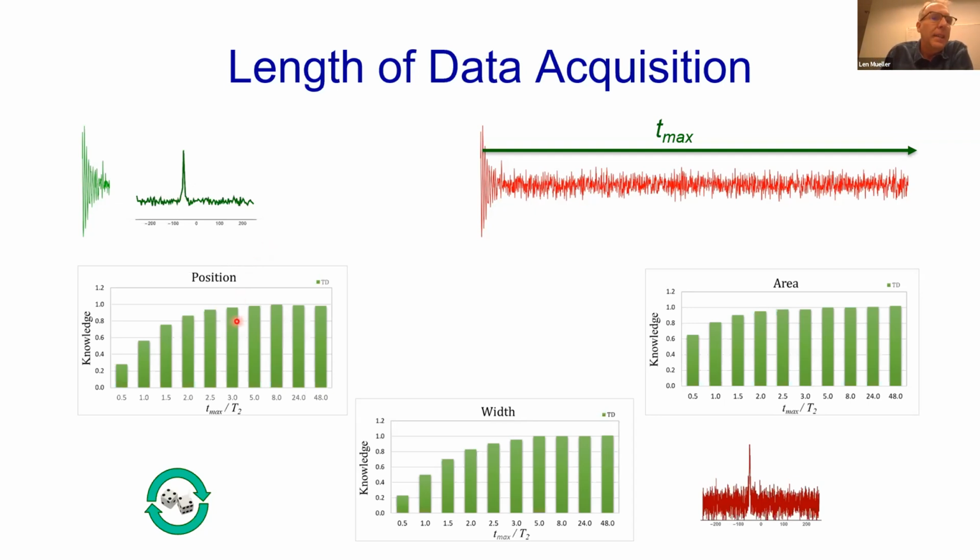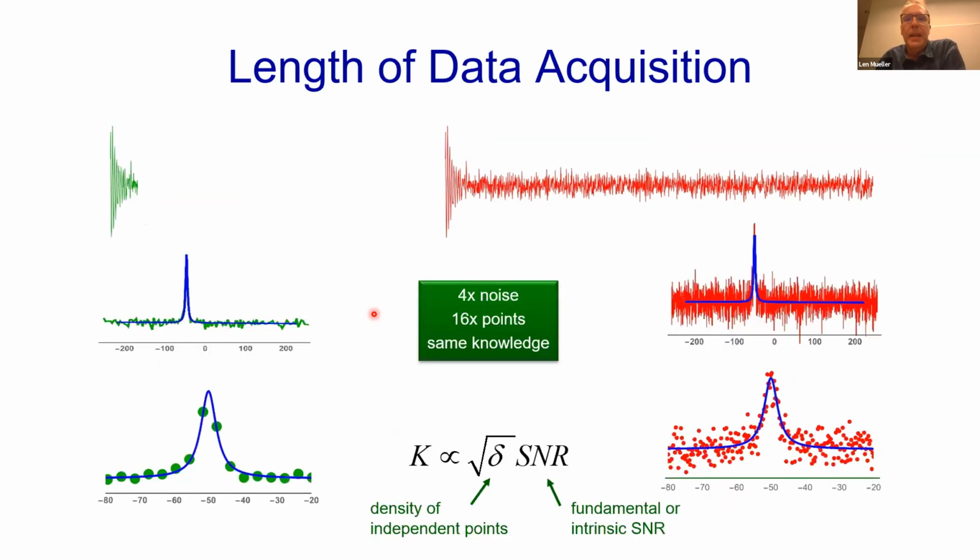What you find is that after you acquire out to about 3T2, the knowledge of the parameter plateaus and it doesn't get any worse. It stays constant, even though the spectra start to look worse. And the reason this happens is that although the spectrum on the right has 4 times the noise, there's also 16 times the number of points defining the curve. And as all of us know who have whittled away the best years of our lives watching the signal to noise grow in at the spectrometer, knowledge scales with the square root of the number of the measurements. And so these two completely compensate.